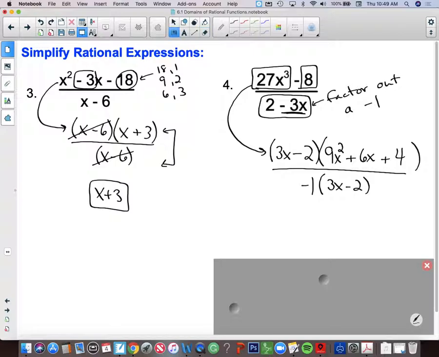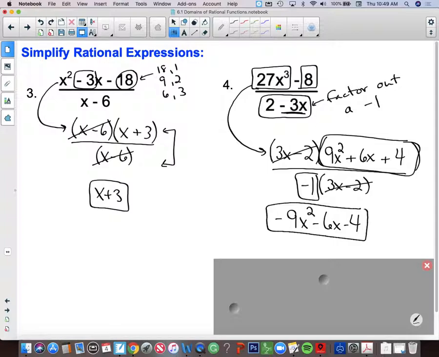Okay, so now if you look between the top and the bottom, the 3x minus 2 will cancel out. And then we have the 9x squared plus 6x plus 4 left. So we have that on top in the numerator, that in the denominator. So remember, when you are dividing by a -1, it just switches all your signs. So it would be -9x squared minus 6x minus 4. And that is all.